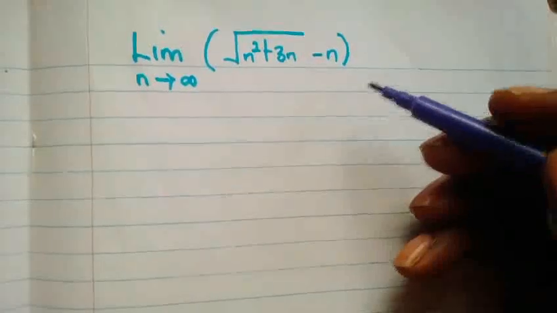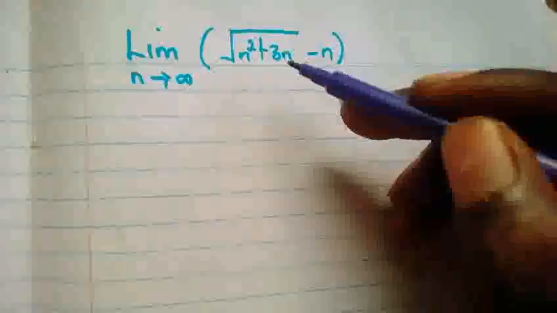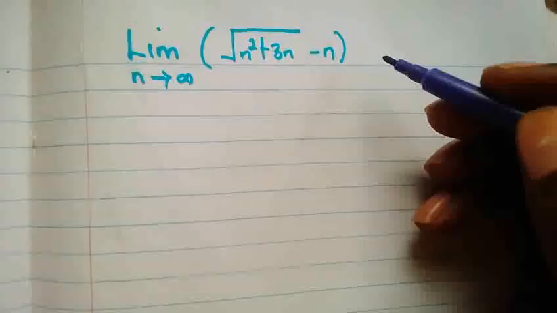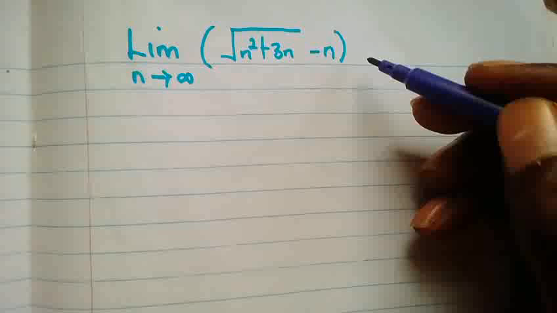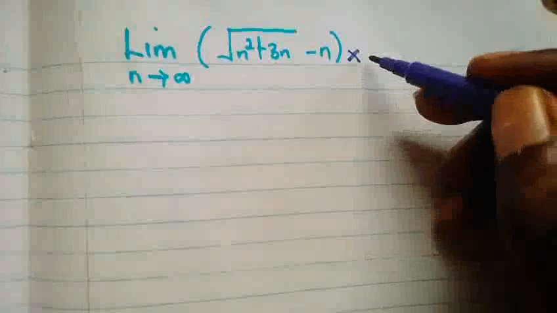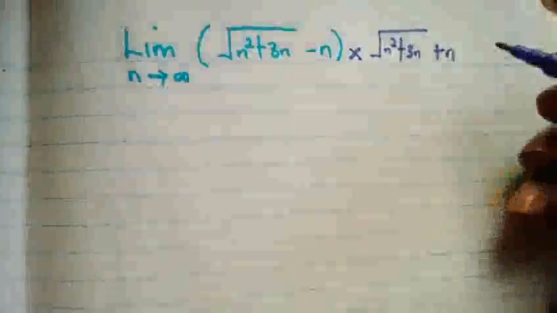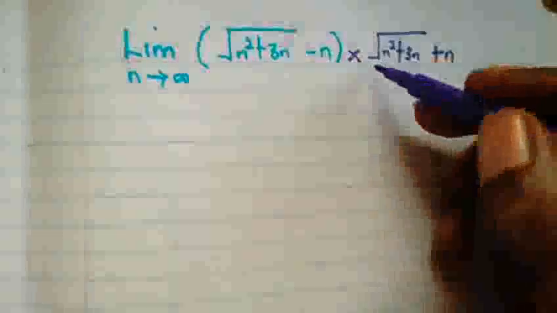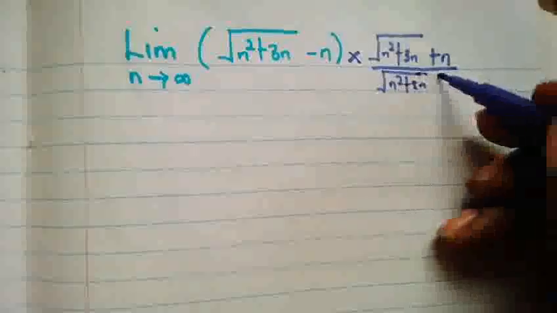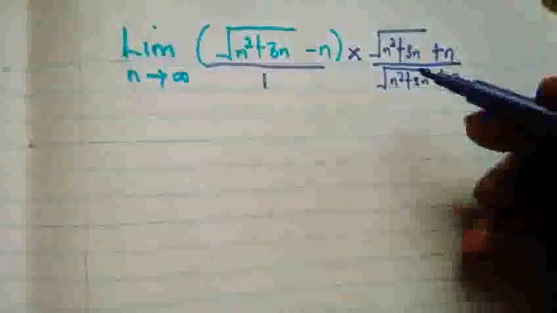So what do I mean? We all know that the conjugate form of this surd expression here, square root of n squared plus 3n minus n, is what? Square root of n squared plus 3n then plus n. Okay, so we're going to rationalize by conjugation by multiplying both numerator and denominator by square root of n squared plus 3n then plus n. That is the conjugate form of this surd expression, then all over square root of n squared plus 3n then plus n. Okay, now remember this is over 1 here, so we're going to expand.